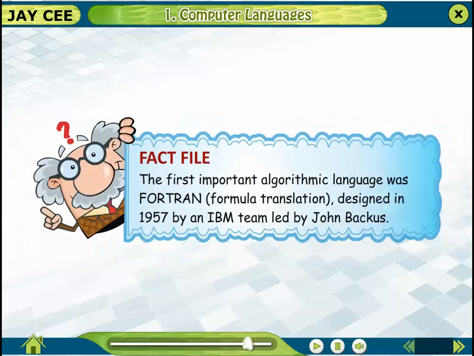Fact file. The first important algorithmic language was Fortran, formula translation, designed in 1957 by an IBM team led by John Backus.